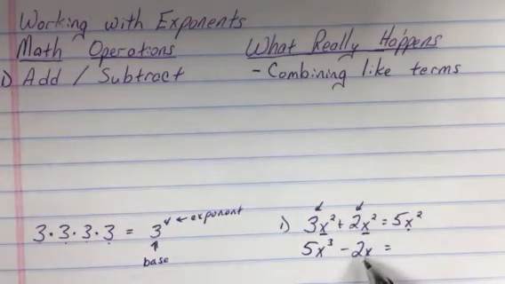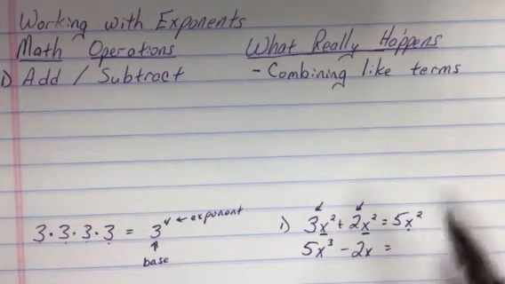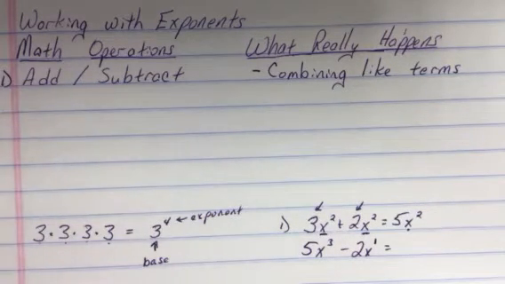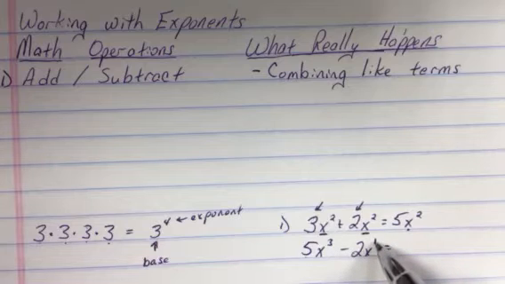Now, when something like this does not have an exponent listed, there's one there, but the exponent is a 1. We don't tend to write it. Doesn't mean it's wrong to write it. We just don't tend to. It's assumed to know that there's just 1x. So this is 5x cubed minus 2x to the first.